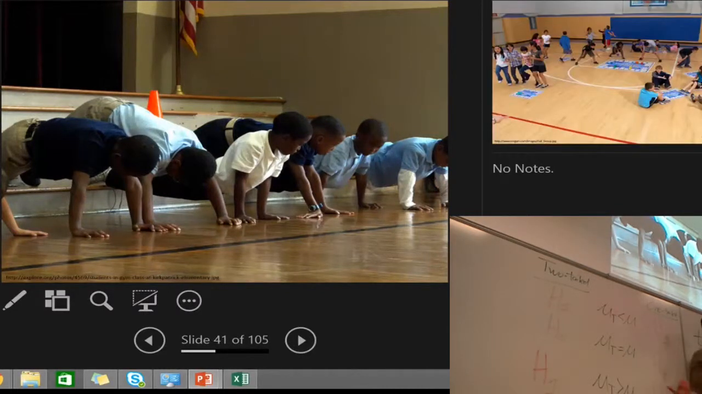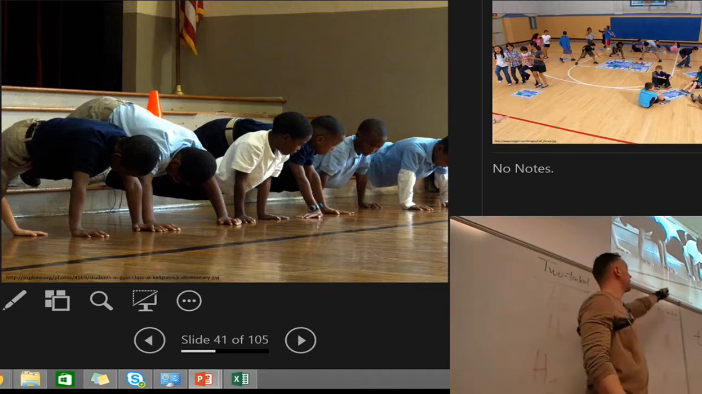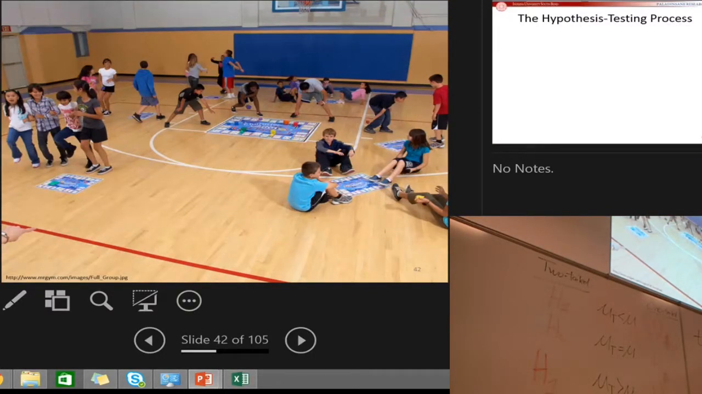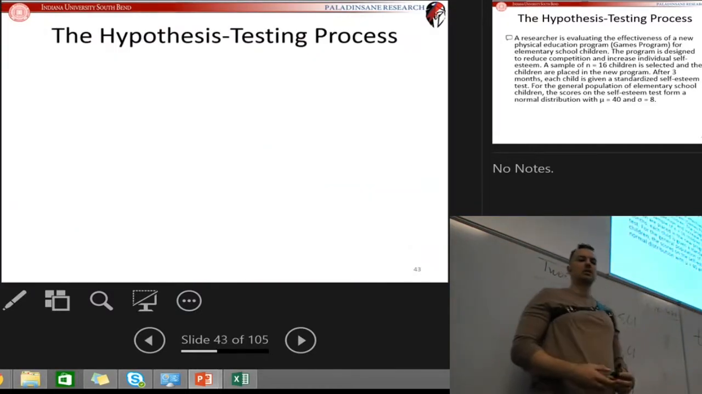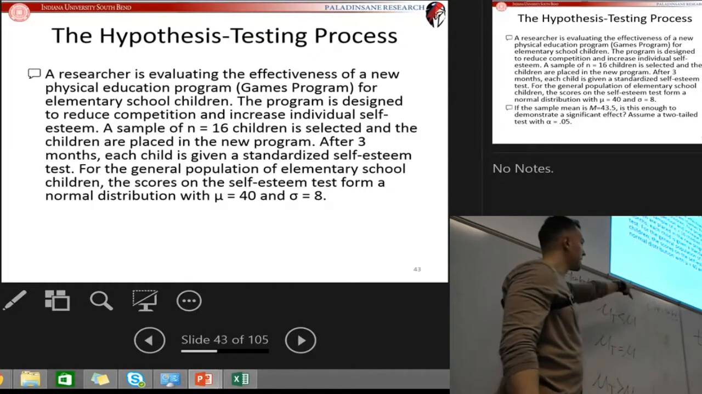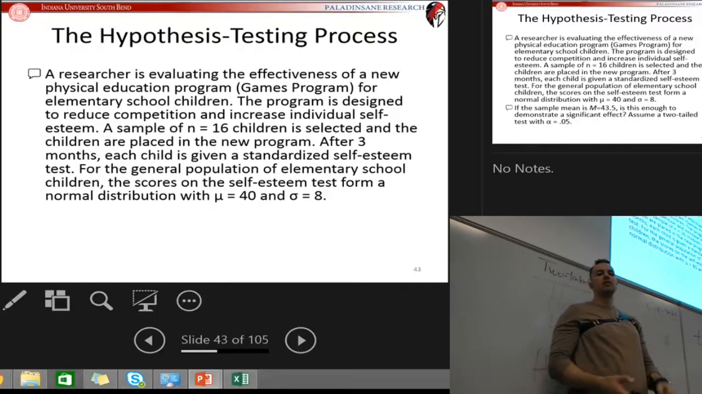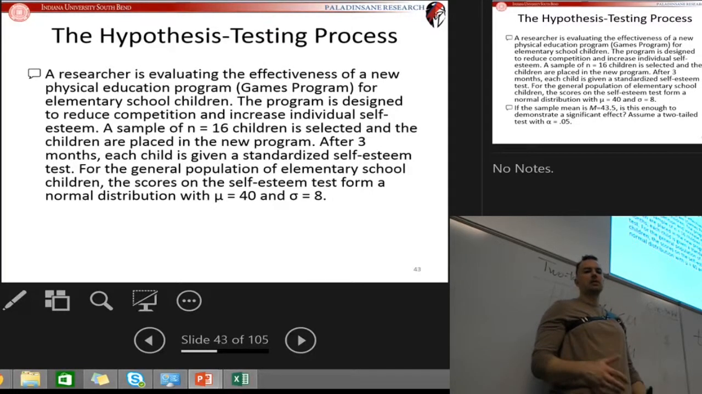And as previously mentioned, our intervention, our treatment, consists of changing their push-up program, their kind of drills physical education program, with a new games program that we developed that's designed to reduce competition and increase self-esteem. So once again, let's read through this hypothesis test here. It says a researcher is evaluating the effectiveness of a new physical education program, a games program, for elementary school children. The program is designed to reduce competition and increase individual self-esteem.